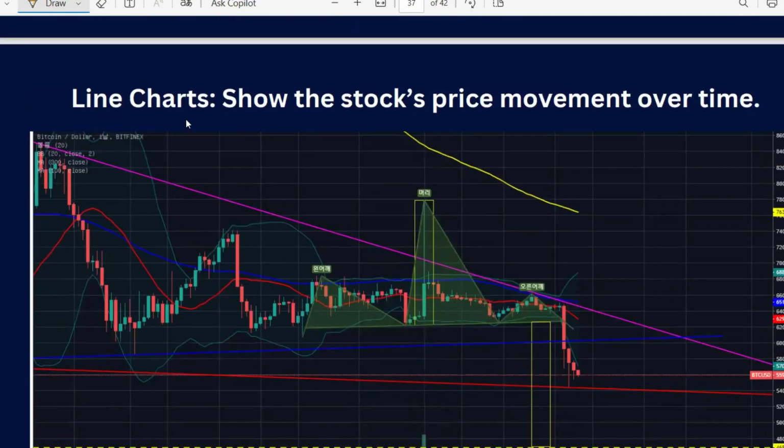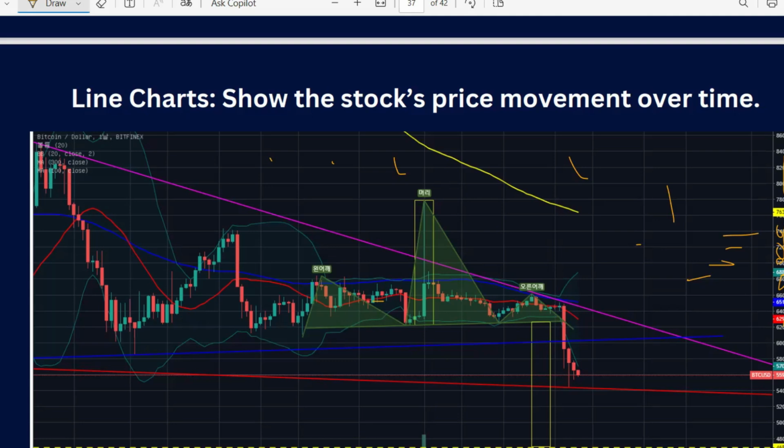So we've got the line charts, right? A line chart shows the stock price movement over time. All these lines in the box are prices of the stock. Every point the line reaches, you see a price here. As you can see, it's going up. What's happening to the price?